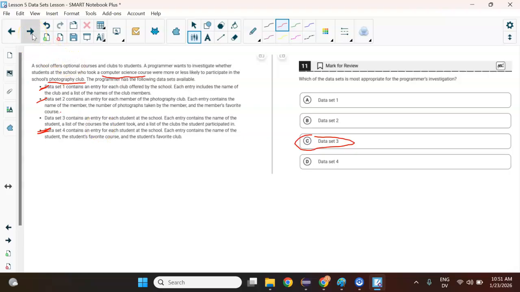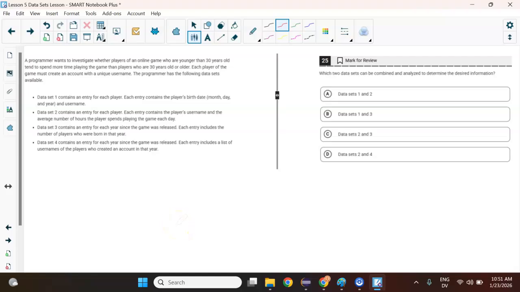I'm going to give you one more of these. So read through it again. And again, you've got to read it carefully, try to eliminate some choices, and then see if you can figure out what can be answered with this data set.